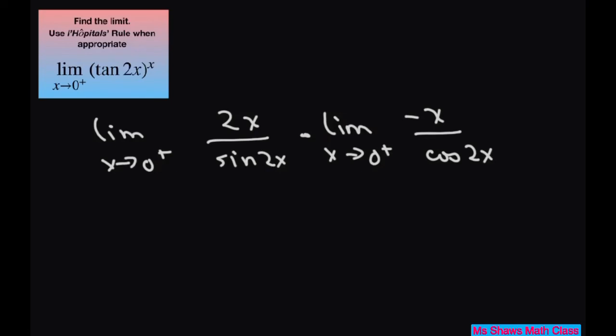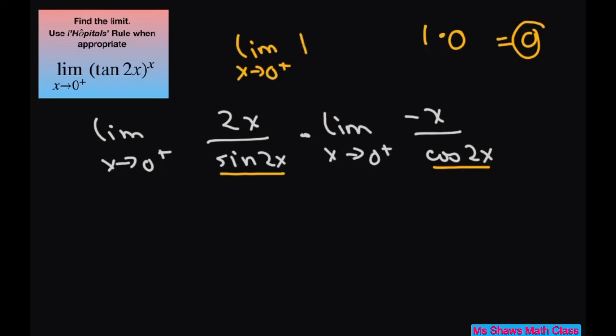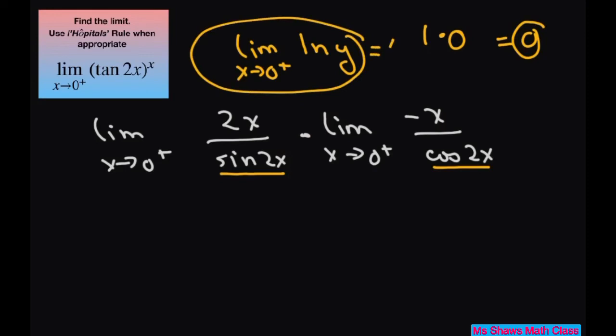So for this first piece, this is just going to equal 1 times, and this piece is going to be 0. So this is going to equal 0. Now that is for the limit as x approaches 0 from the right of ln of y. Okay, so this equals 0.